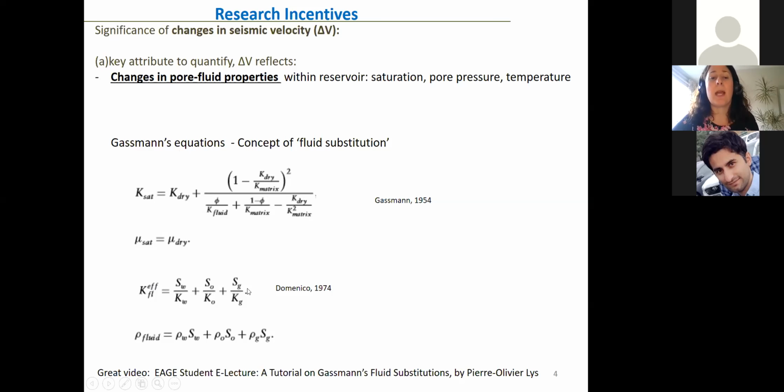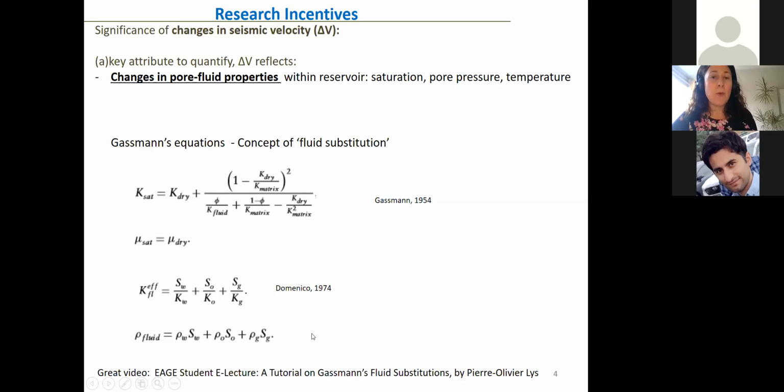For example, here we have a system of water, oil, and gas. And this is a case where we're assuming a harmonic average of individual moduli. And the same you would do for the density, for example. So here you have the density of your fluid, again, a function of the saturations and the individual densities of your water, oil, and gas.